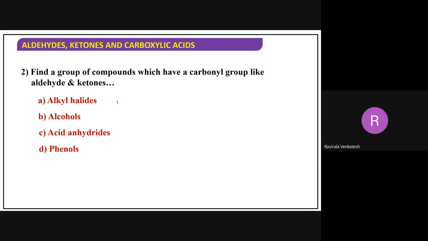Acid halides, RC double bond O X. Alcohols, ROH. Acid anhydrides, RC double bond O OC double bond O. Phenols. Now tell me the answer. Which is having a carbonyl group? Which is having it?